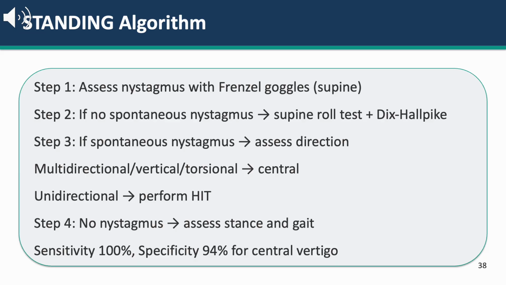Multidirectional nystagmus and pure vertical or torsional nystagmus are considered signs of central vertigo. If the nystagmus is unidirectional, a head impulse test is performed. A positive HIT indicates acute peripheral vertigo, whereas a negative HIT indicates central vertigo. Patients with neither spontaneous nor positional nystagmus are asked to stand, and inability to maintain upright stance indicates central disease. The test achieved very high sensitivity of 100% and specificity of 94% for central vertigo.